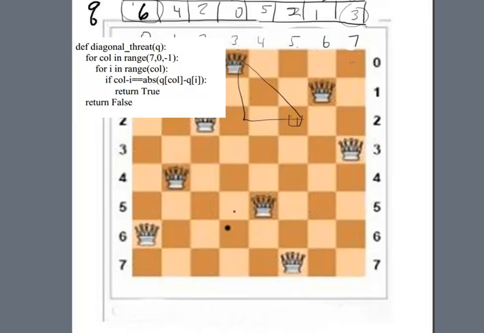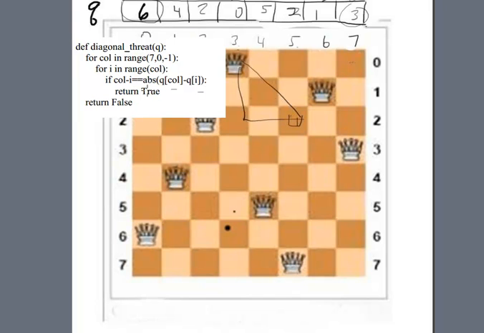And what it wants to do is see if there's a diagonal threat. So it does exactly what we said before. It's going to check column, which is 7, against I, which is 0. So 7 minus 0 is 7. And it's going to check the q sub column, which is 3, against q sub I, which is 6. So 3 minus 6 is 3 in absolute value, so 3 is not equal to 7.